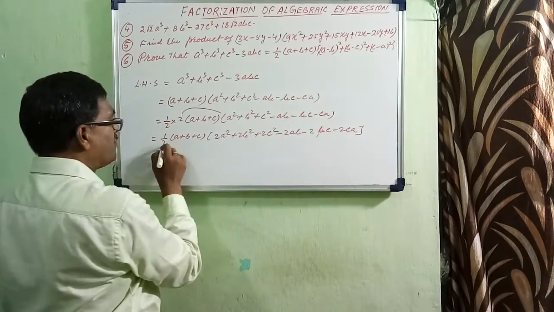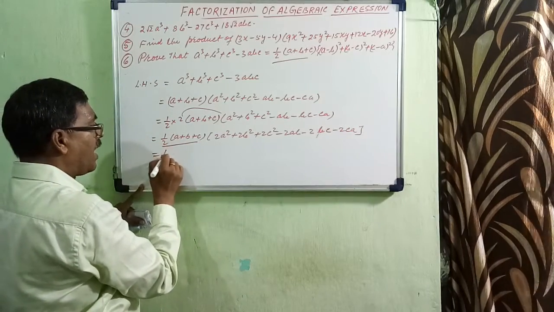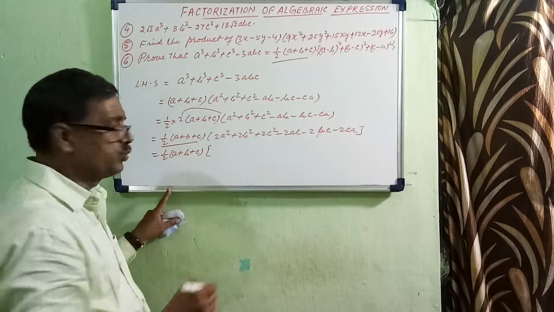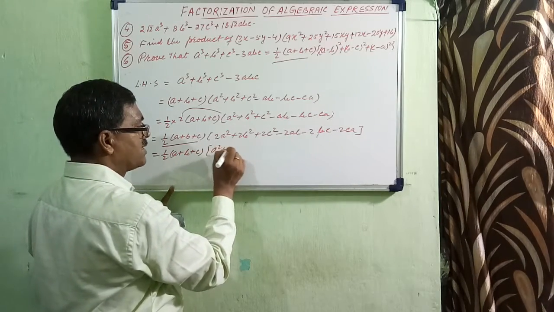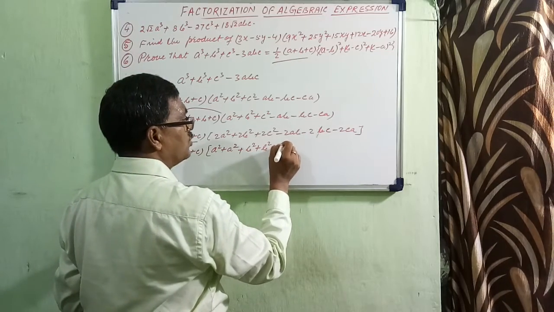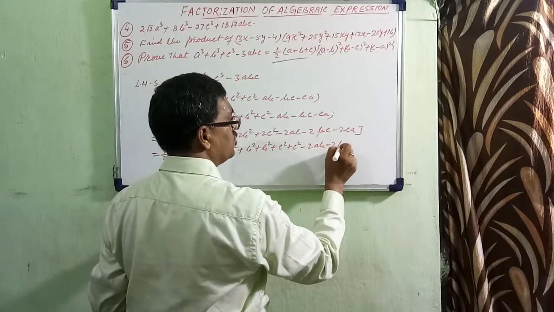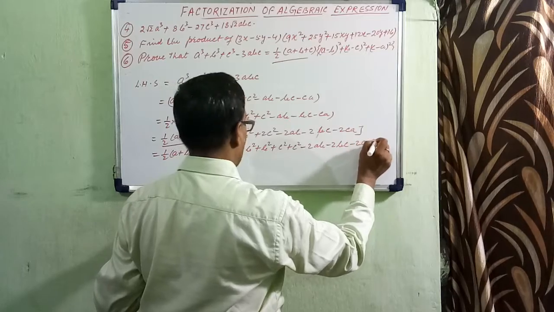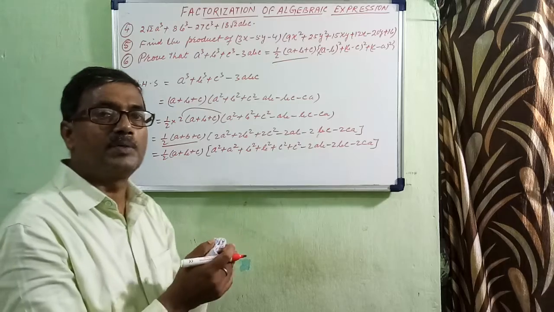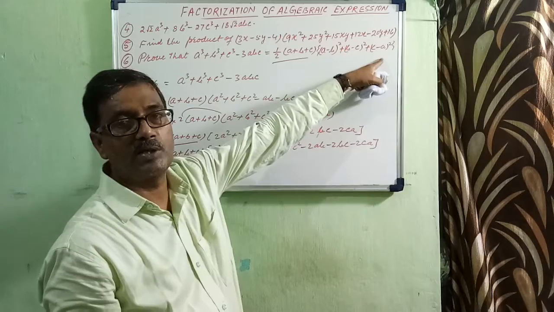And the first part we got here, but how will you manage this one? Look at here very carefully. Half into (A plus B plus C). Aren't you able to write 2A square is equal to A square plus A square, 2B square is equal to B square plus B square, 2C square is equal to C square plus C square, minus 2AB, minus 2BC, minus 2CA? And now you have to collect the terms together so that you can get (A minus B) whole square, (B minus C) whole square, (C minus A) whole square.